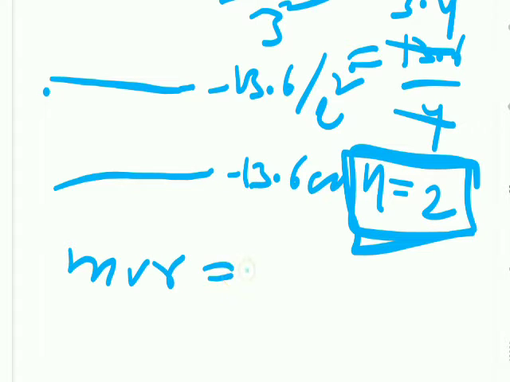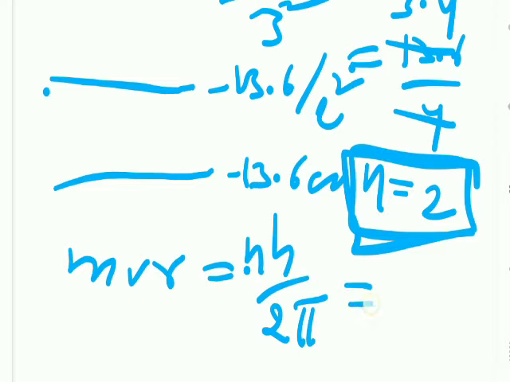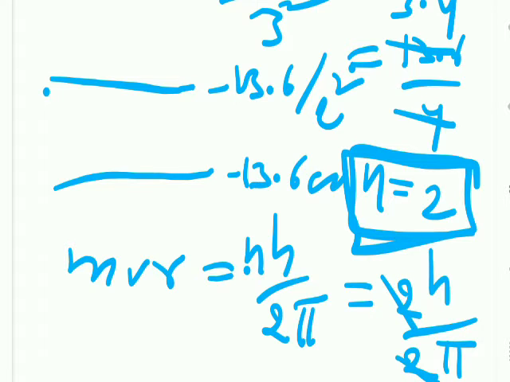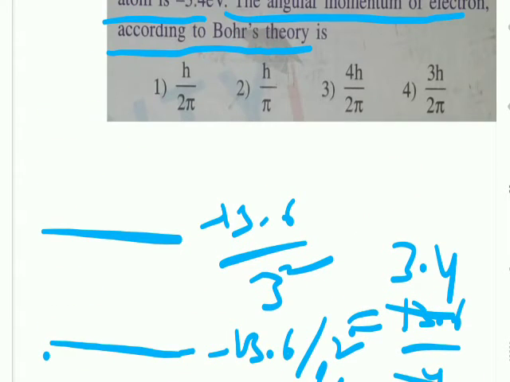Angular momentum mvr is equal to nh by 2 pi. Here n is equal to 2, h by 2 pi, the 2s cancel. Our answer is h by pi. Then mvr is equal to h by pi. So check the options. The second option is right.